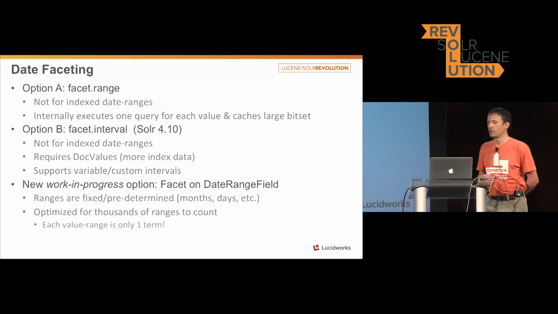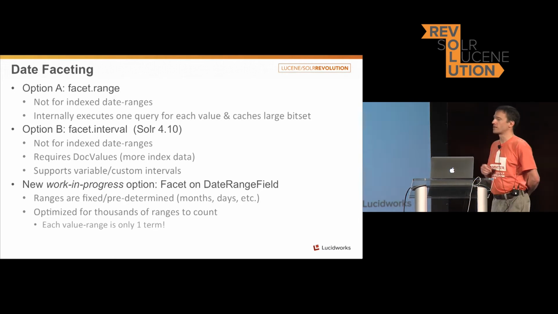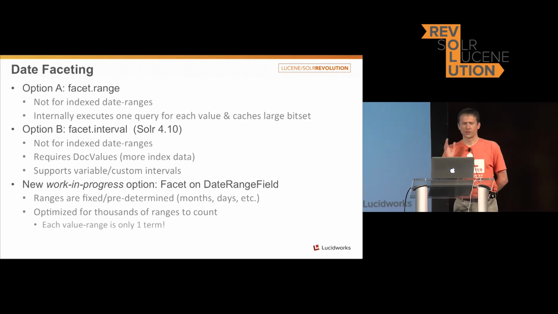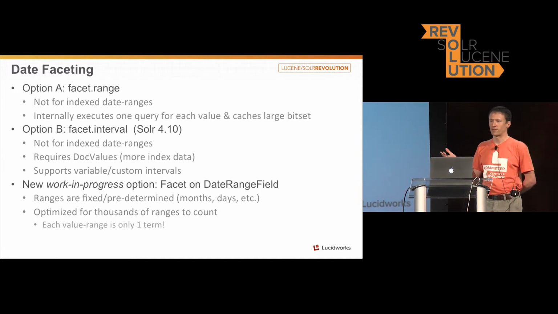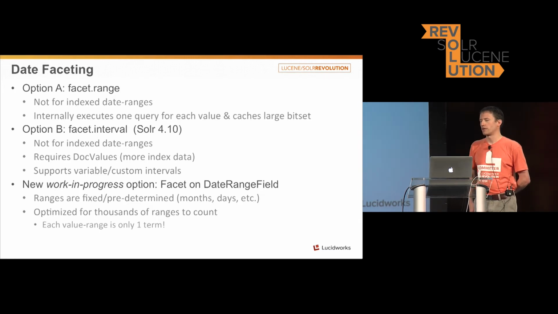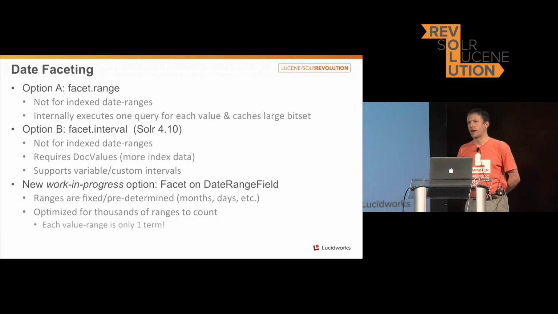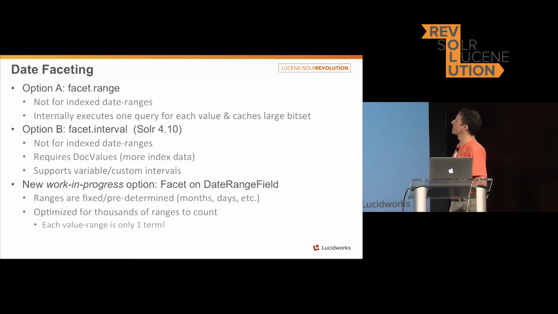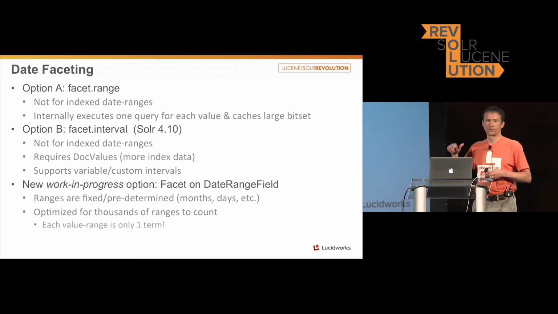Then there's the new to Solr 4.10 facet.interval technique. It also doesn't handle ranges. It's not for that. It requires doc values, and it's not implemented in the same way. It doesn't have the same characteristics as the plain old facet.range. So it should be much more scalable. But I needed to also make something that handles date ranges. So right now it's a work in progress. Faceting on the date range field stuff I was just describing.